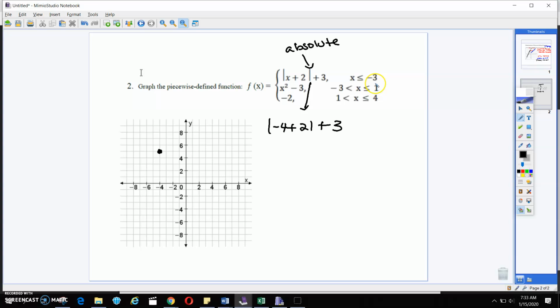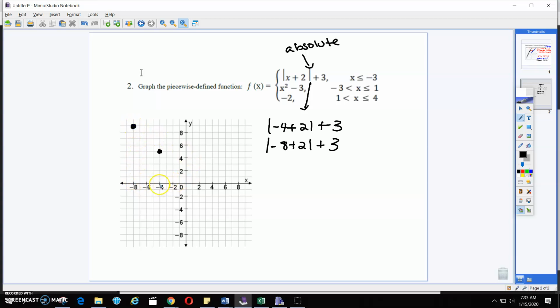All right, let's pick another point or another x value from this interval. -8. Okay, so let's take -8. Let's plug it in. So that's going to give me -6. What's the absolute value of -6? And then add 3 to it. So we're going to plot a point at -8, 9, right? Okay. So -8, 9.